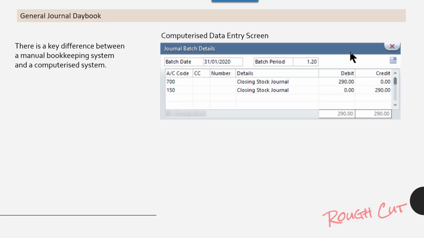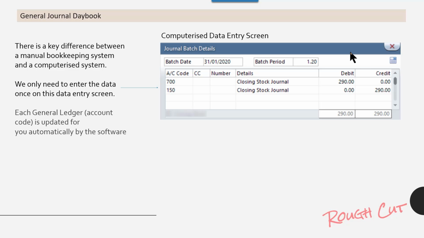There is a key difference between a manual bookkeeping system and a computerised system. We only need to enter the data once on this data entry screen. Each general ledger account code is updated for you automatically by the software. In this example, general ledger codes 700 and 150 are updated immediately.